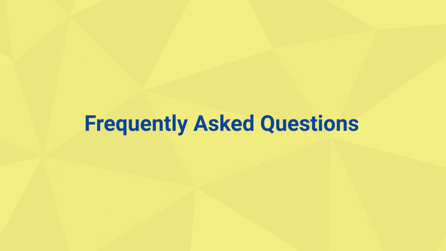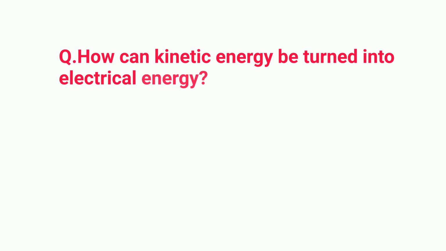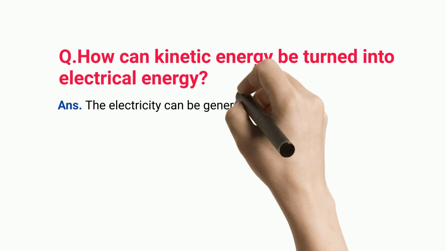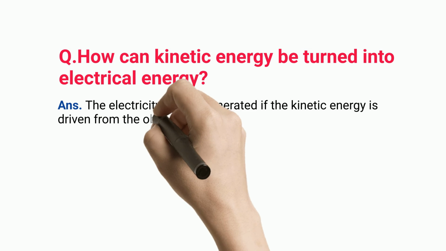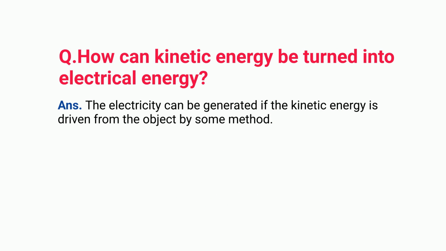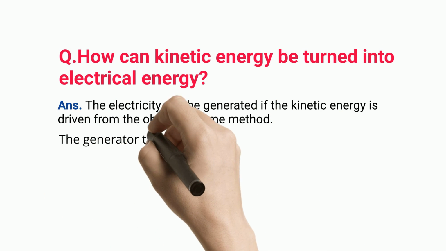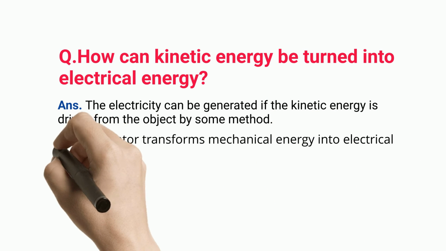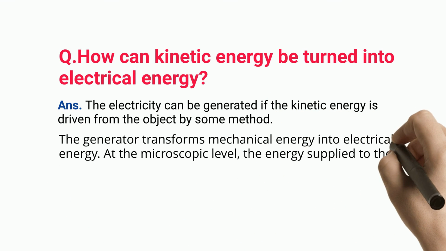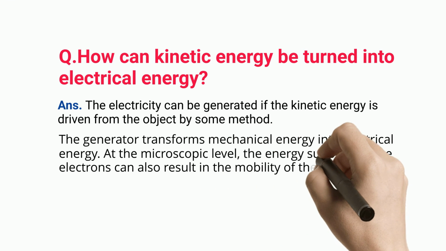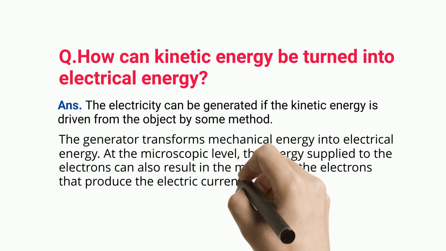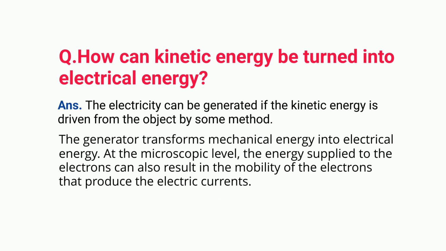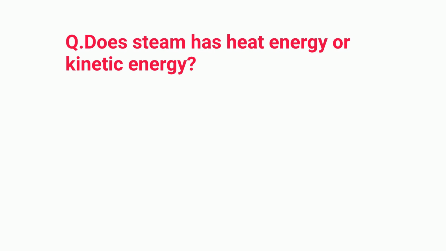Frequently asked questions. How can kinetic energy be turned into electrical energy? The electricity can be generated if the kinetic energy is driven from the object by some method. The generator transforms mechanical energy into electrical energy. At the microscopic level, the energy supplied to the electrons can also result in the mobility of the electrons that produce the electric currents.